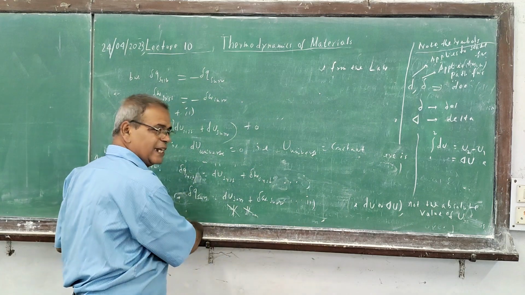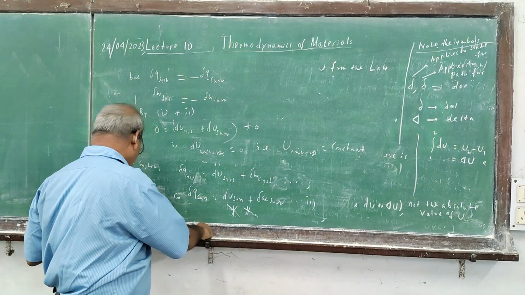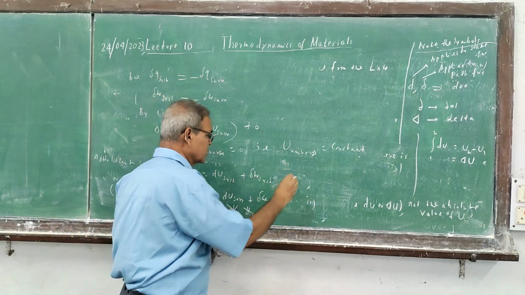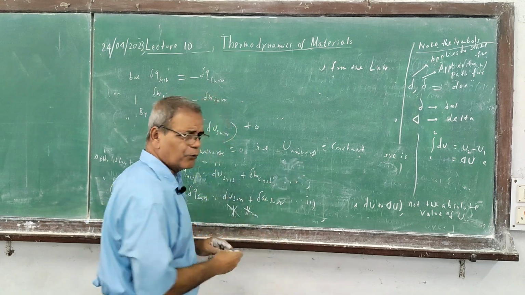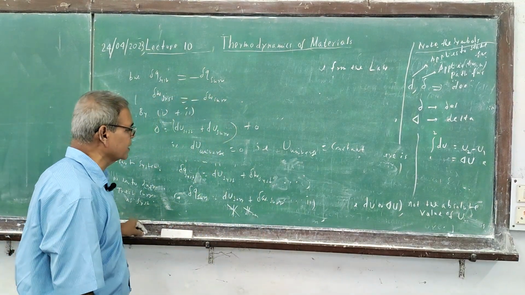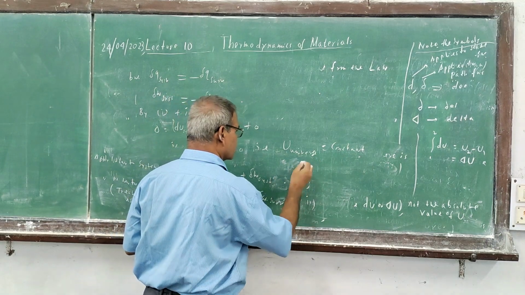So this is, in a sense, the law of conservation of energy: the internal energy of the universe is conserved. Two additional points are there, which I will discuss. Write this: it is constant. This is the law of conservation of energy in a sense.